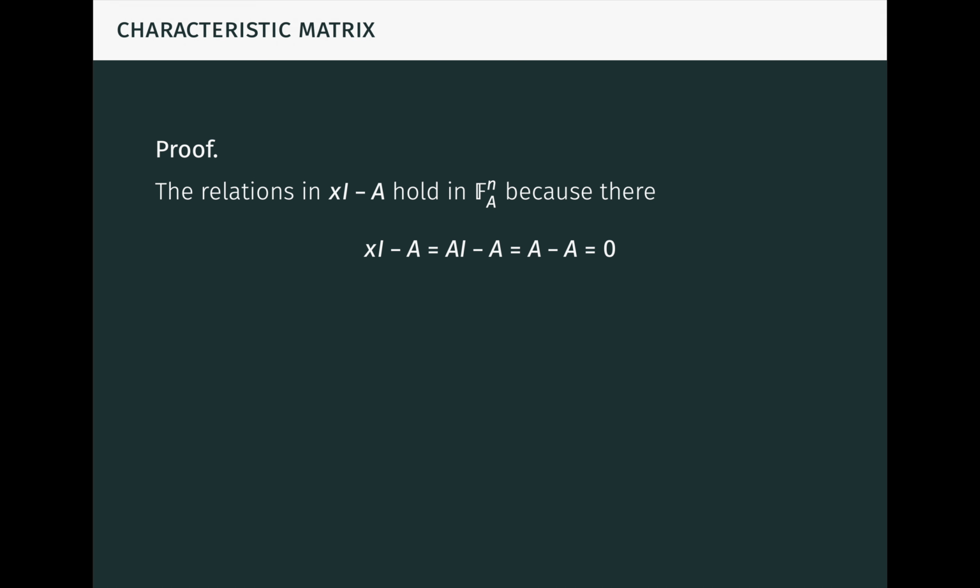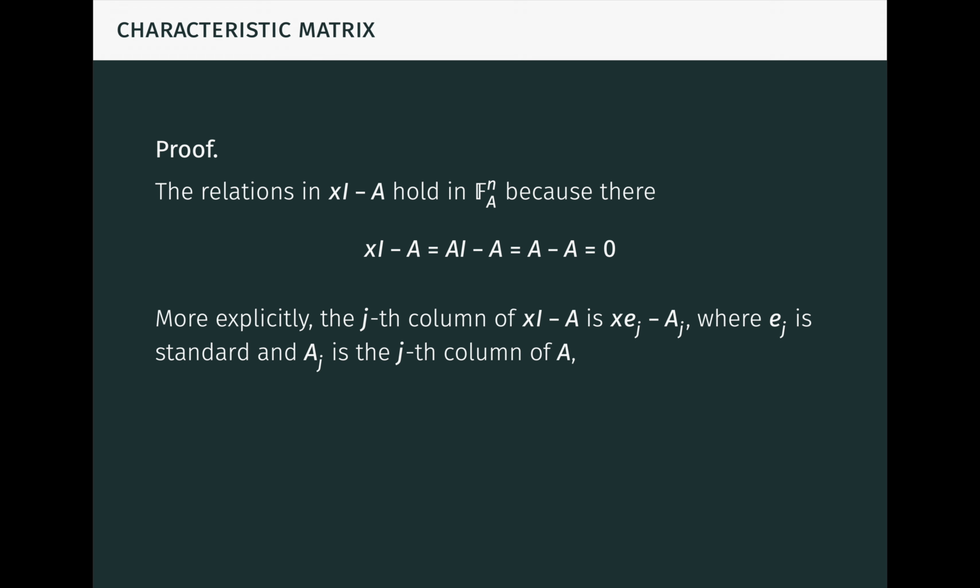matrix multiplication by A. More explicitly, the jth column of the characteristic matrix is x e_j minus a_j, where e_j is the jth standard generator and a_j is the jth column of A. And in F^n_A, x e_j minus a_j equals A e_j minus a_j, which equals a_j minus a_j, which equals the zero vector. The argument above just shows this for all columns at once. Now we need to show that these relations generate all relations in F^n_A.